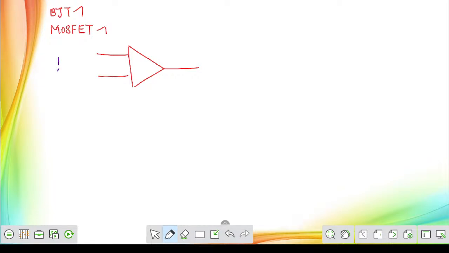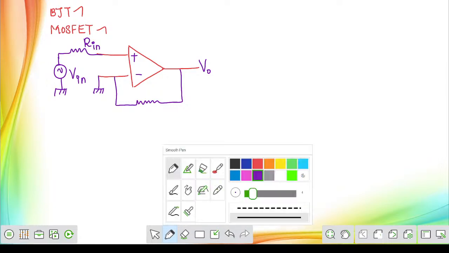Let us assume there is one input supply voltage given here. It is connected with the positive terminal, and the negative terminal is connected with the ground. At the same time, there is one more feedback line going from the negative terminal to the output terminal. This is the output line, this is the input voltage, and this is the input resistance Rn. Now the question is, you will be requested to identify the given topology.